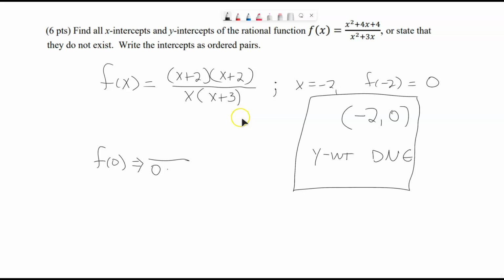Okay, so this is how to find x and y-intercepts of all functions in general. X-intercept, set y to 0 and solve. Y-intercept, set x to 0 and evaluate. Writing in ordered pair format is the most common form.